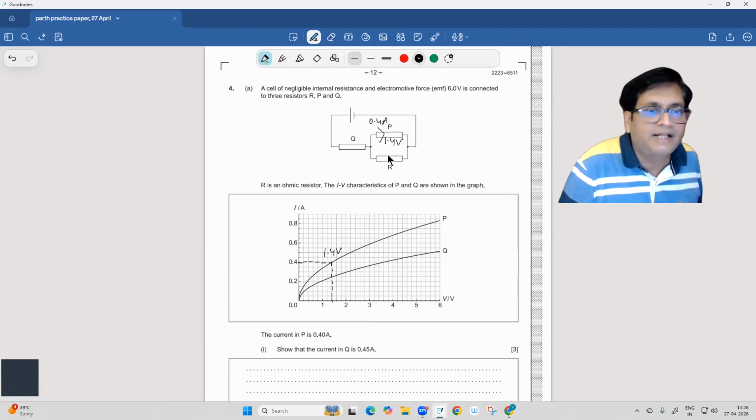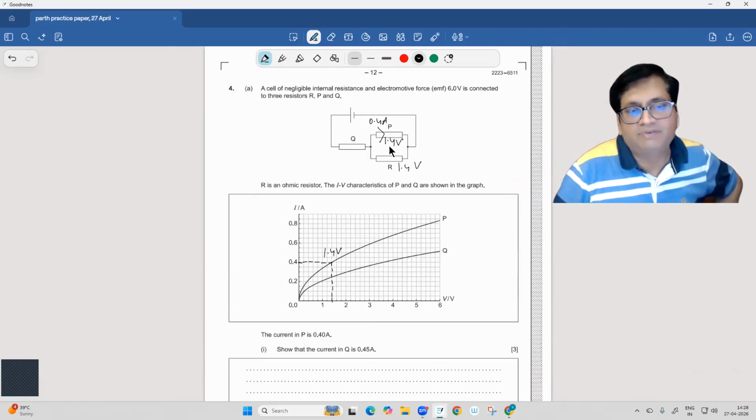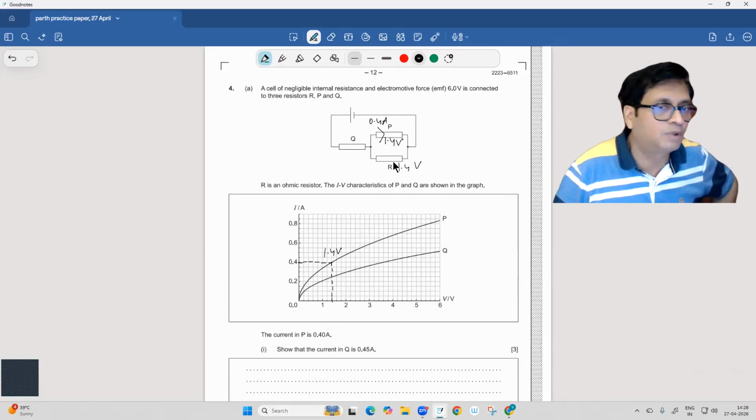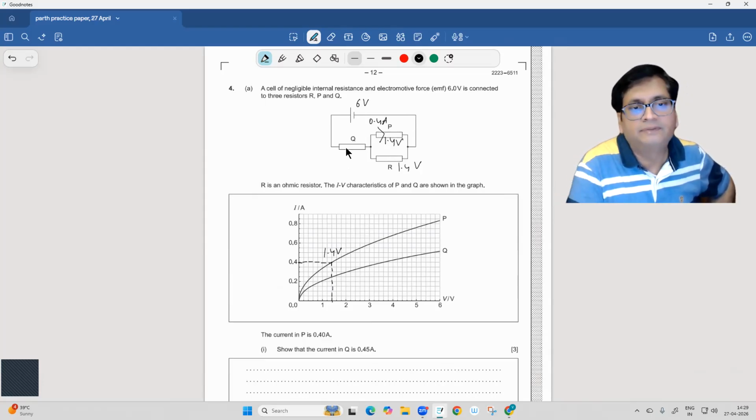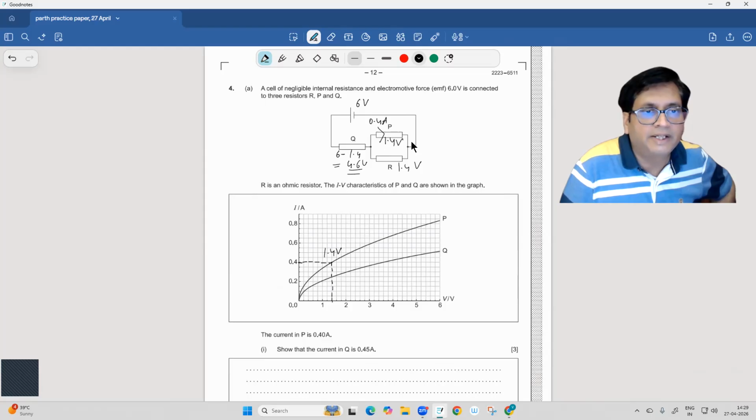But these two are in parallel, right? So this will also be 1.4 volt, right? When the resistors are in parallel, they will have the same voltage difference across them, right? So this is also 1.4 volt, but this is an ohmic resistance, right? Now, this battery is 6 volt, right? If this is 1.4 volt, this must be 6 minus 1.4 volt, 4.6 volt here. Because total this dropped here and here, right?